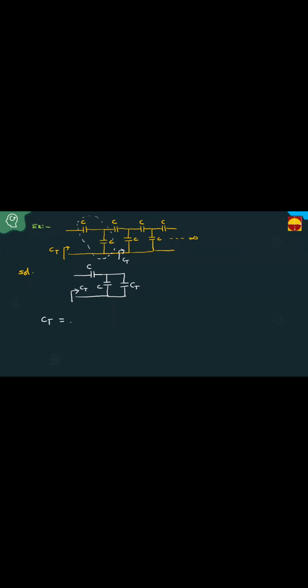Then CT equal to, these two are parallel. If the capacitances are in parallel, directly you can add C plus CT. This is parallel. And C and C plus CT is series. Students, don't confuse. C and CT is parallel. Parallel of capacitance is similar to series of resistance, directly you can add. But C and C plus CT is series. Capacitance series is similar to resistance parallel.